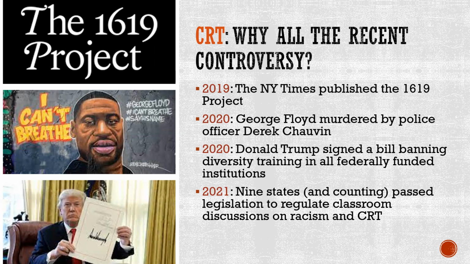But when Biden became president, one of his first acts in office was to reverse Trump's ban on diversity training in federally funded institutions. So that was one of the first things Biden did. And now in 2021, as of the last number I saw, on November 21st, just a couple of weeks ago, 9 states had passed legislation to regulate classroom discussions on racism and critical race theory, and counting. There are several other states with pieces of legislation in the pipeline to try and do the same thing.